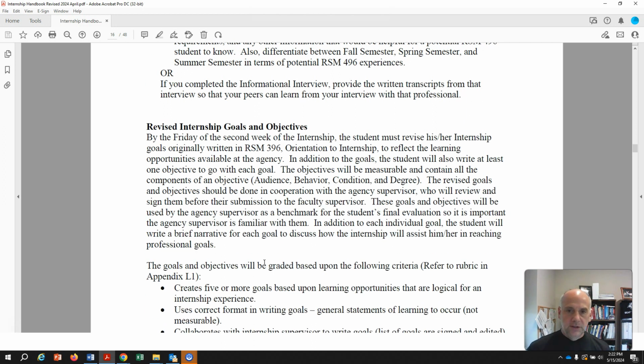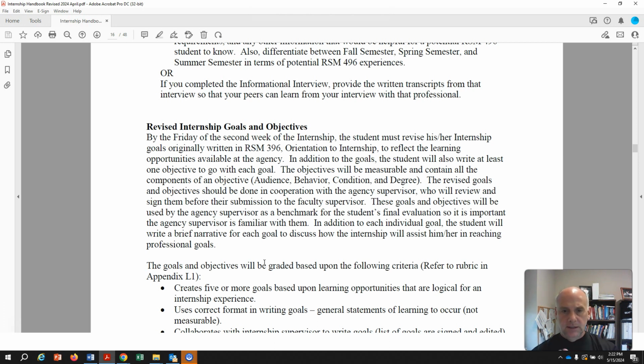Okay. One of the things you're going to be doing here in RSM 396 is creating your goals and objectives for your internship. So it's a starting point. You're going to write down your goals and objectives in 396, and then hopefully use that as a starting point for creating your goals and objectives for your internship.